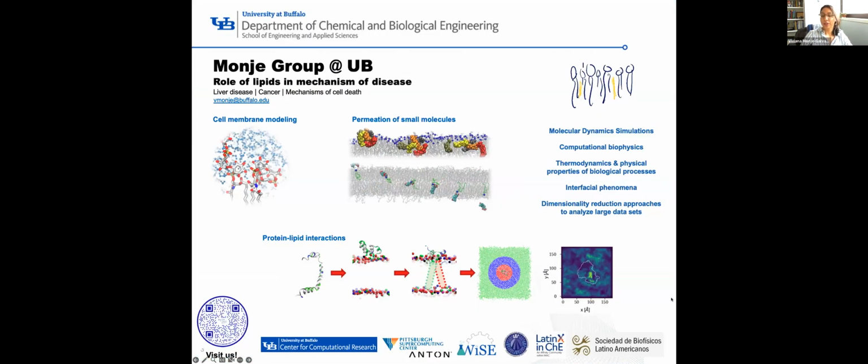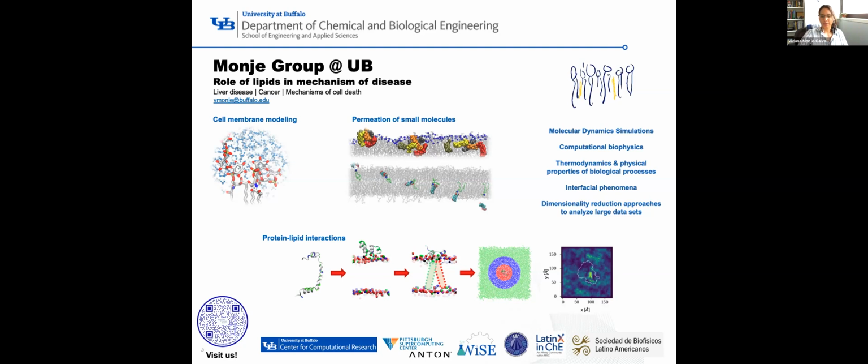If I were to show you just one slide from my group, this would be it. So we basically tried to look at the role of lipids in different mechanisms of disease using molecular dynamic simulations. We focus on all atom molecular dynamics, and then we're also doing some enhanced sampling techniques. So far we're not working with coarse graining, but we may need to do that depending on some protein assembly studies that we're starting to look at. But mostly we do all atom molecular dynamics.